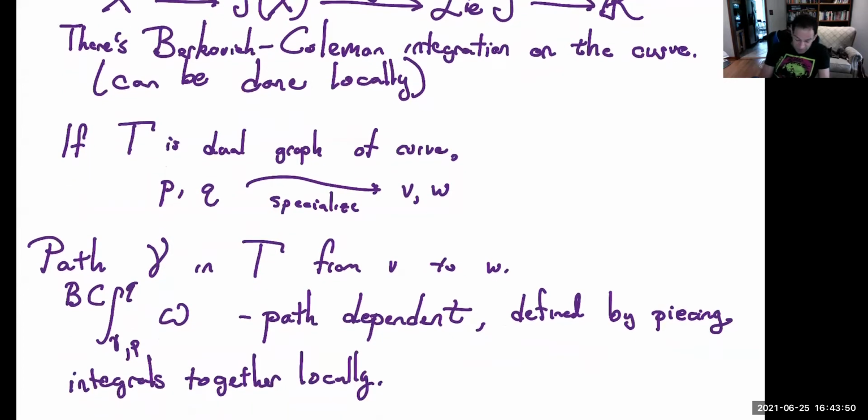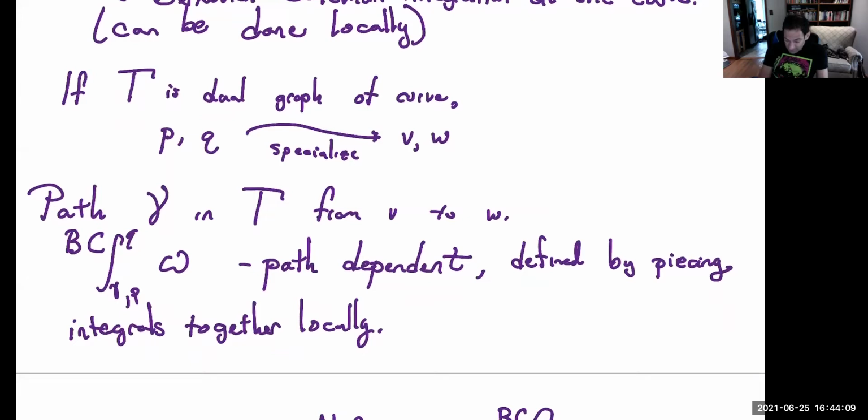So what we're going to do is take a semi-stable model of the curve, and I'm going to let gamma be a dual graph of the curve. And I'm going to have the points P and Q that specialize to components of the dual graph V and W. I'm going to pick a path gamma in the dual graph from V to W. And what I can do is define the Berkovich-Coleman integral by piecing together p-adic integrals locally.